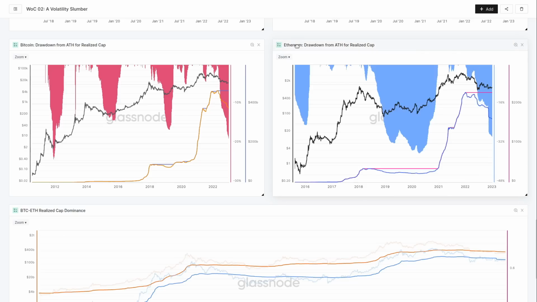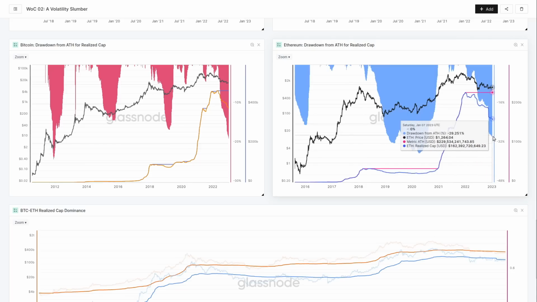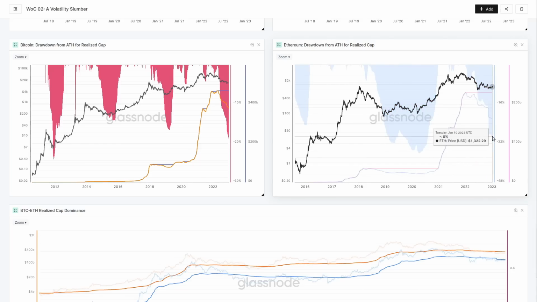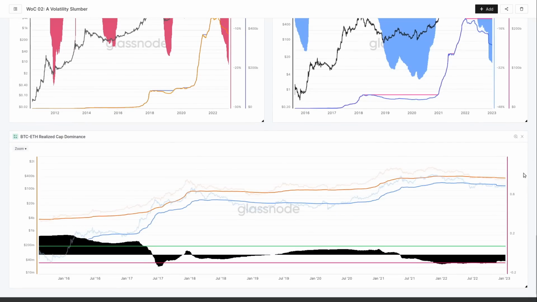Now, when we look at Ethereum, we haven't quite got the largest drawdown in history, but it's still 29.2% of the realized cap that has drawn down. It's not quite as bad as what we saw here in 2018, 2019, but it's still pretty significant. It's much larger than we had back here in 2016, but same thing. Let's not compare too much to the old days.